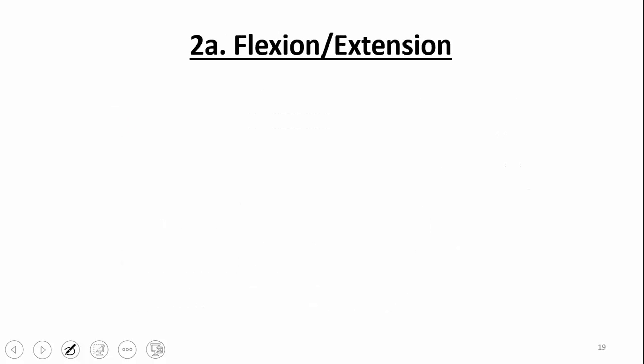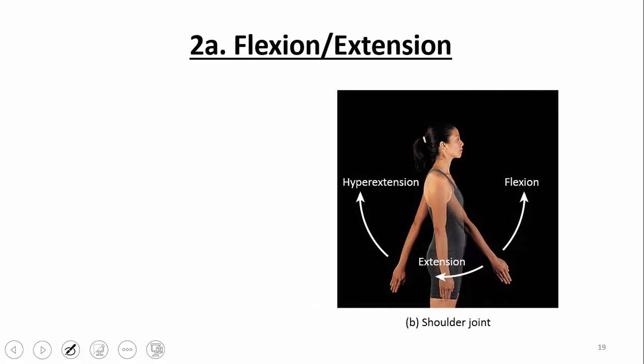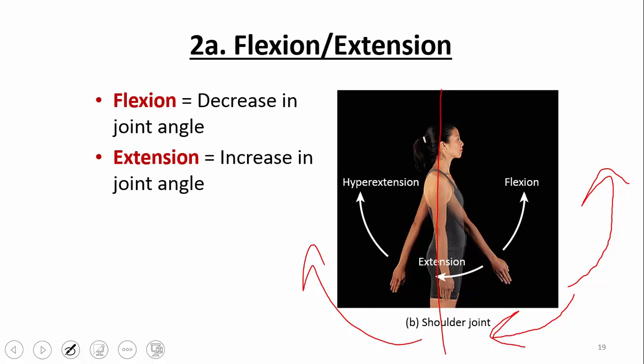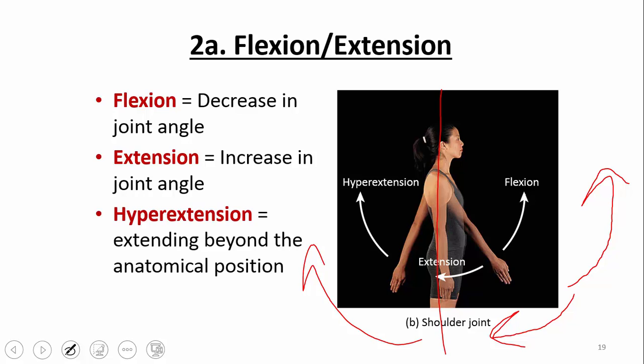So we could have flexion or extension. And really, if we have that, we're saying that if you move your arm, keep it straight, but move it up towards your face, that's flexion. As you swing it backwards, that's extension. And once you get past the anatomical position, which is right here, then you're talking about hyperextension. And you see those right there.